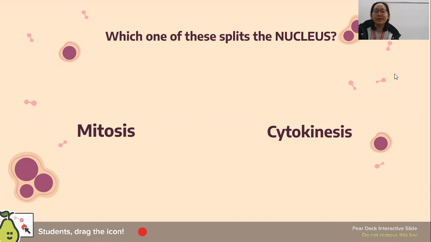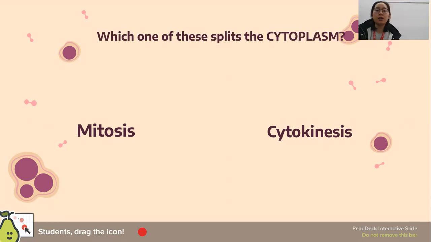Going back to the previous one that I almost gave you the answer to right away, the part of the cell cycle that splits the nucleus is mitosis, and the part of the cell cycle that splits the cytoplasm is cytokinesis. It's aptly named, right? Cytokinesis, cytoplasm.